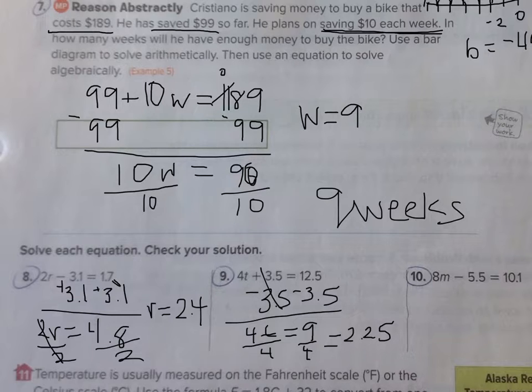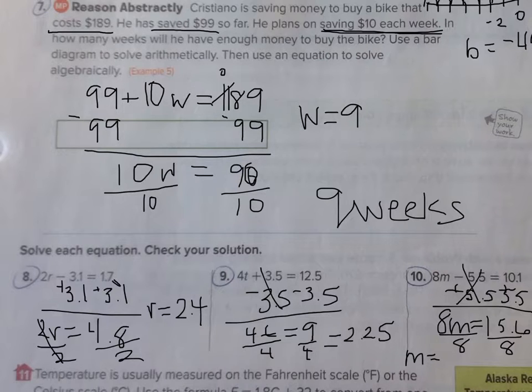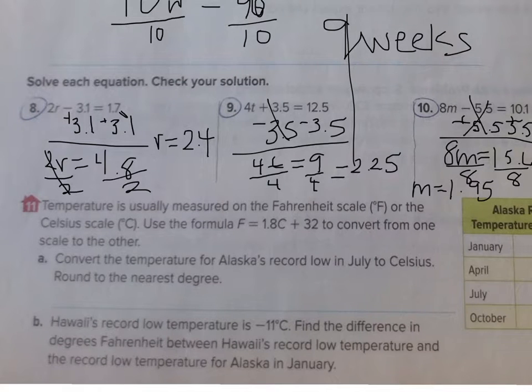Now for 10, we're going to do something similar to number 8, where we add 5.5 on both sides. Since we're originally subtracting it, we want to do the opposite sign. And so 10.1 plus 5.5 is going to get you 15.6. Since that's canceled out, we just have 8m on this side. So we take 8 and divide on both sides. And so m is going to equal, we want to get the decimal form, and it's going to be 1.95. 15.6 divided by 8 will get you that. And I don't believe you had to do number 11, so we'll move on to your next worksheet.